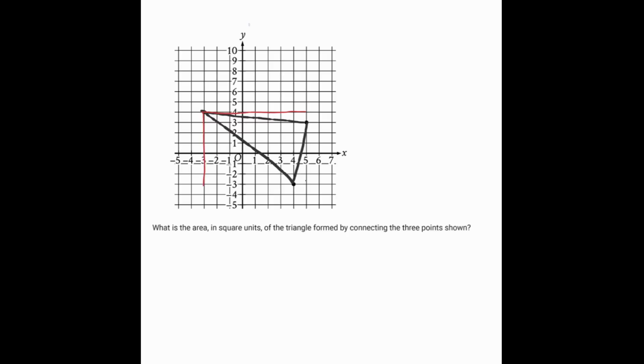triangle and then subtract away from that the three triangles that are outside of the area that we're actually looking for. So we're going to get the red rectangle, and we're going to subtract away from that this purple triangle here.